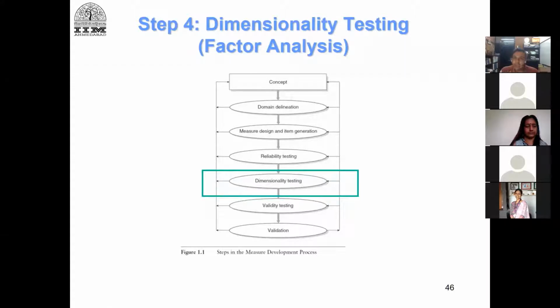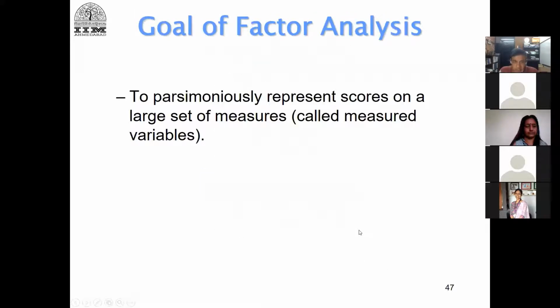We want to empirically test whether the items that we have in our measure are actually getting segregated as per the dimensionality we had thought of. So whether these items are capturing distinct dimensions that we conceptualized. That is what we look at, and dimensionality testing is called factor analysis.